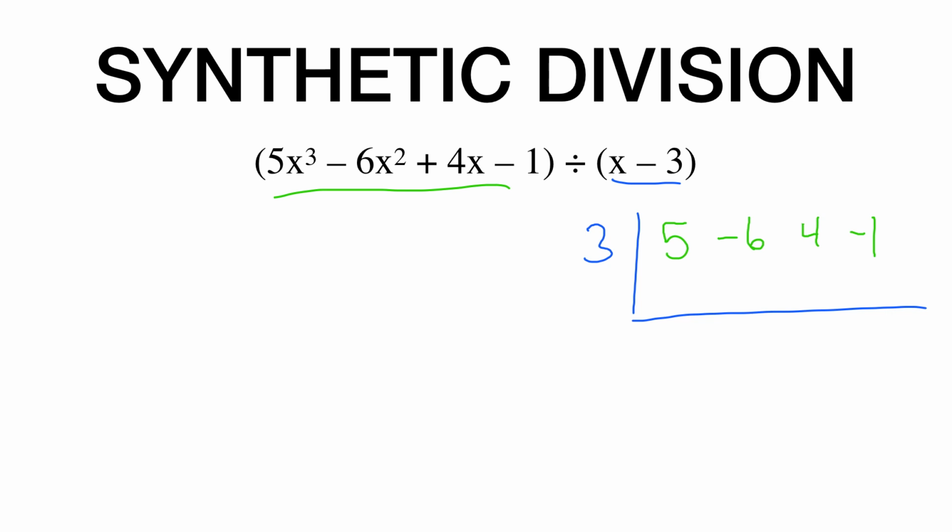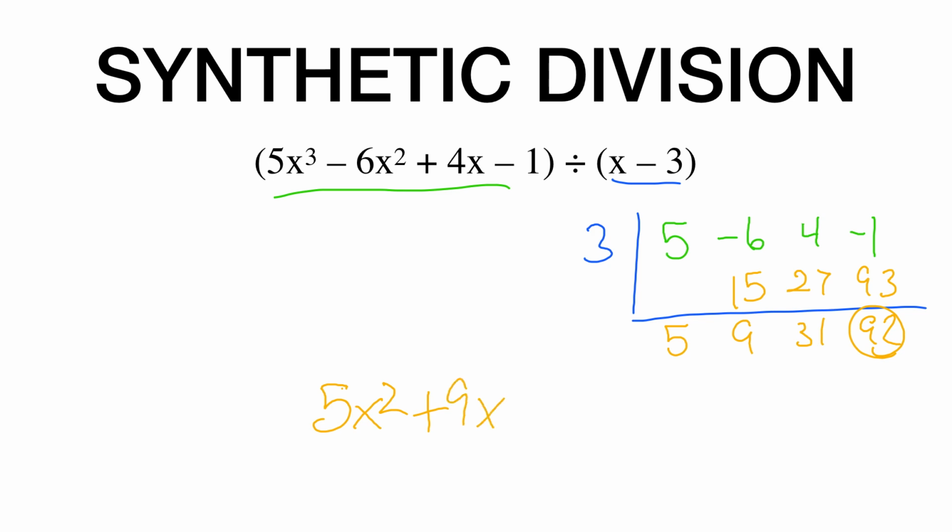So dropping down, 5 becomes 5. 5 times 3, 15. Negative 6 plus 15, 9. 9 times 3, 27. 27 plus 4, 31. 31 times 3, 93. Negative 1 plus 93, 92. Meaning our final answer would be, this started as a cubic, so it becomes a quadratic. 5x squared plus 9x plus 31, and the remainder is 92 over x minus 3.